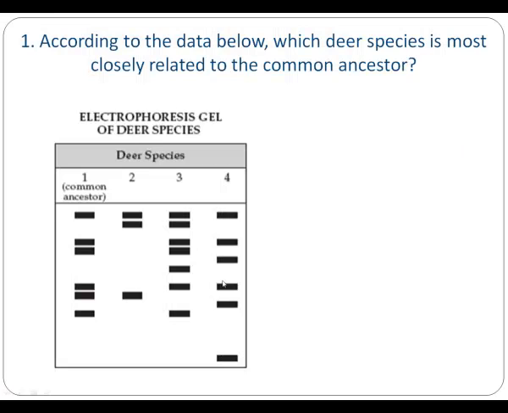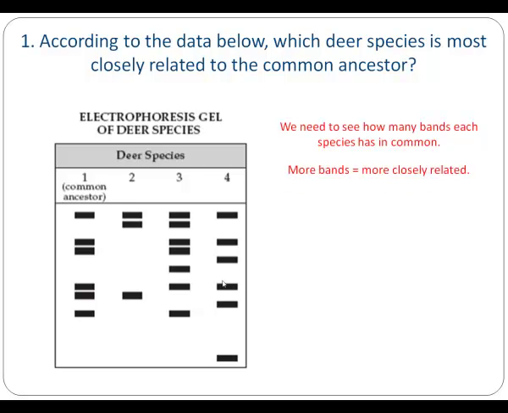Next section is classification and kinship. So according to the data below, which deer species is the most closely related? So I need to see how many bands each species has in common. The more bands, the more closely related those species will be to the common ancestor. So for species 2, I can count that I've got 1, 2 bands in common. For species 3, I've got 1, 2, 3, 4, 5 bands in common. And for species 4, I only have 3 bands in common. So that means that species 3 is the most closely related to the common ancestor.